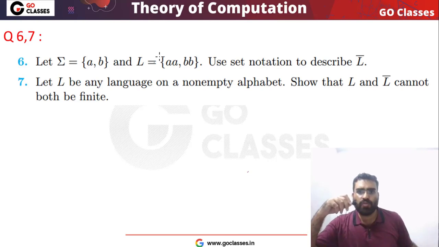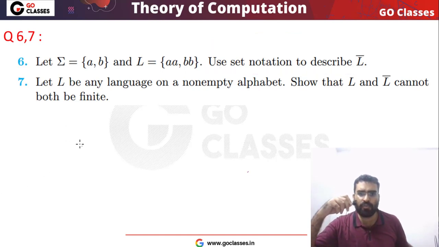Hi all. So we were discussing theory of computation homework 1 solutions, and these questions are taken from Peter Linz chapter 1. So let's continue. Let's see this question. In this question, let the alphabet be {a, b}, and this is the language L = {aa, bb}. Then use set notation to describe the complement of L.